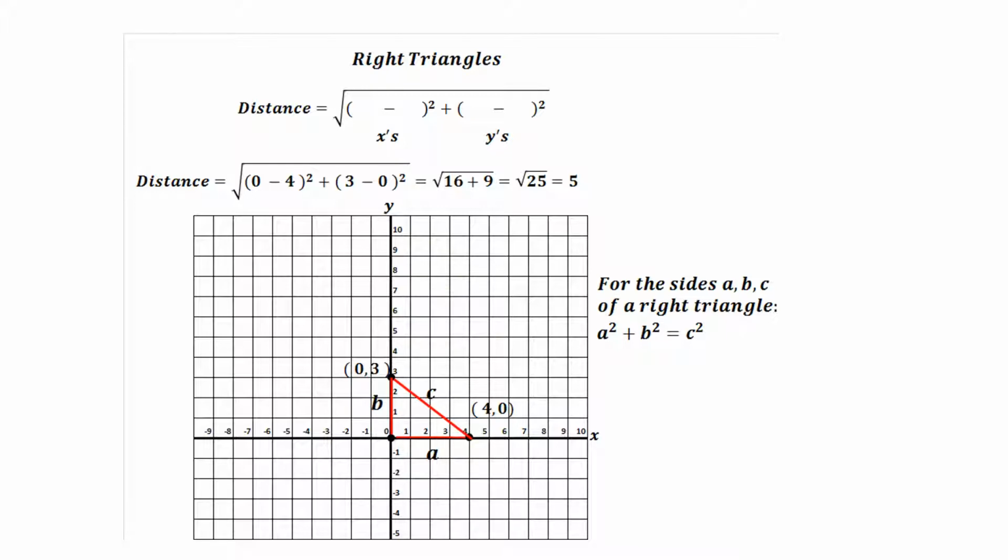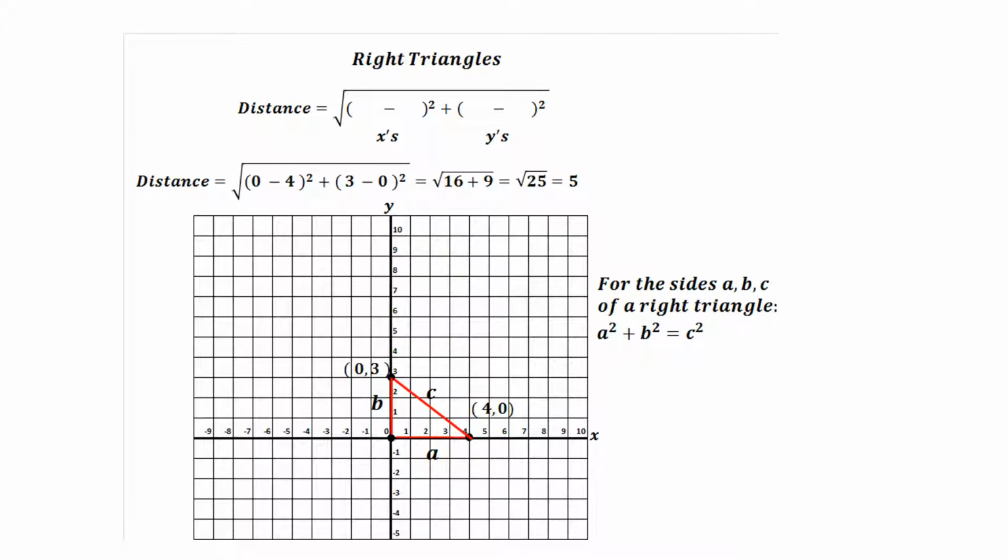So in our example, if you take 4, that's the length of side A, that's 0 to 4, and the length of side B is 0 to 3, that's 3. If you take 4 squared plus 3 squared, that's 16 plus 9, that's 25, and the square root of 25 is 5. C squared is 25, so C is 5, and that we call the 3, 4, 5 right triangle.